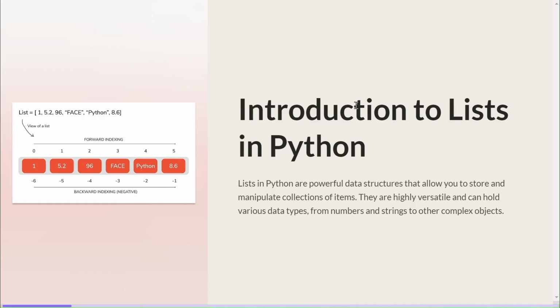Okay, so now we will talk about lists in Python. Lists in Python are powerful data structures that allow you to store and manipulate collections of items. A list is nothing but a collection of items. Lists are one of the most versatile and widely used data structures in Python. They allow you to store and manage collections of items, making it easier to work with data sets and manipulate elements efficiently. Lists can hold different data types such as numbers, strings, or even other complex objects and provide a wide range of operations for modification and access.